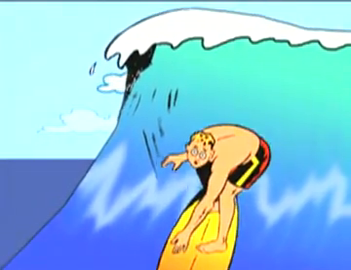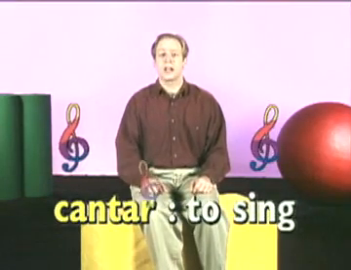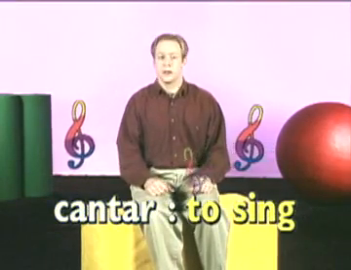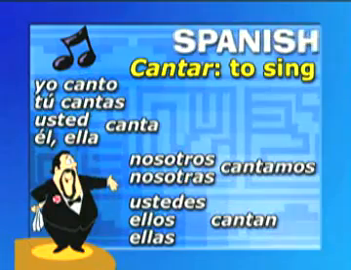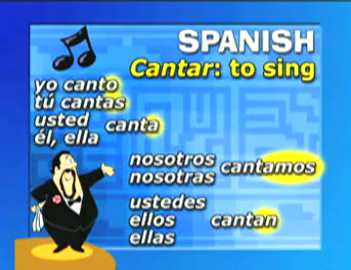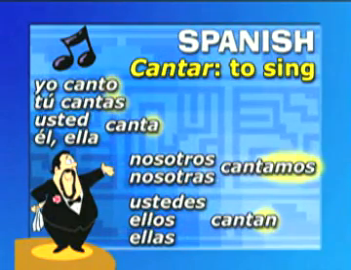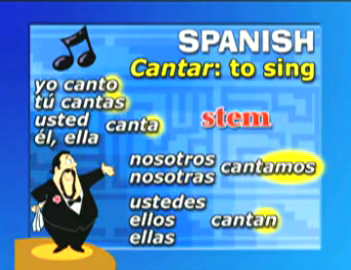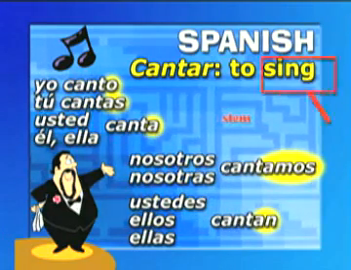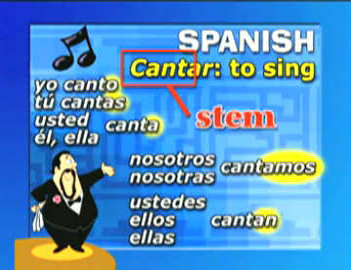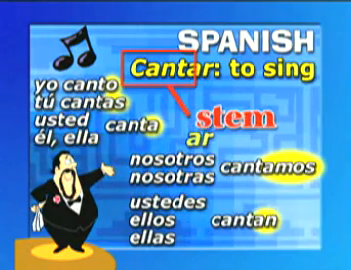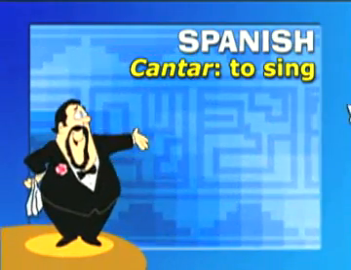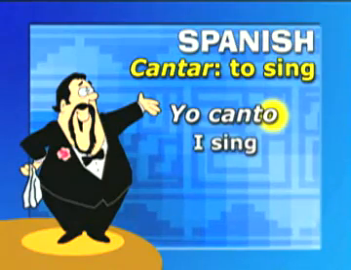You'll understand better as we conjugate a few verbs. Here's the first one. Let's conjugate the verb cantar, which means to sing. The highlighted letters are the verb endings. When you add a verb ending, drop the AR at the end of the verb, but keep the stem of the verb. In the case of cantar, C-A-N-T is the stem, and AR is the ending that gets dropped. The verb ending that goes along with yo is o. I sing is yo canto.